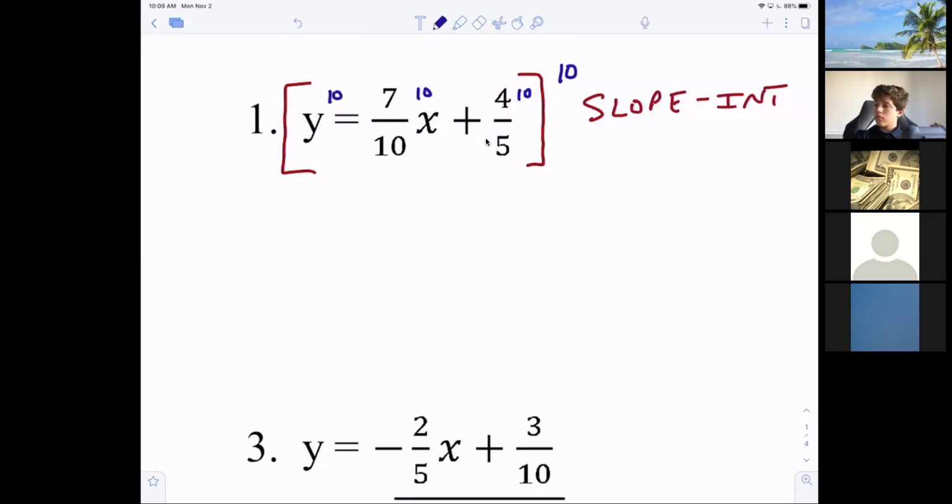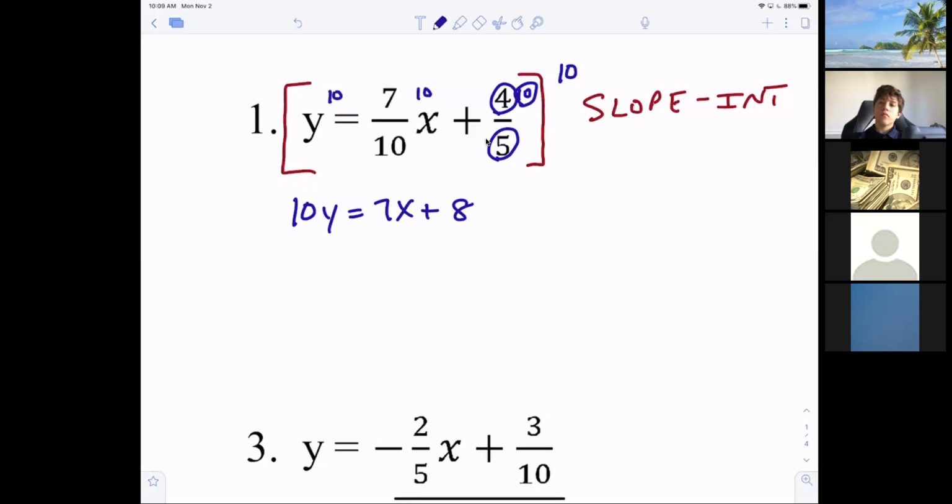That's step number 1. Now when I multiply these through by 10, I end up with 10y equals 7x plus 8. Some kids in last class had problems with the 8. How did I get 8? We did 10 divided by 5, and multiplied that by 4. That's what you're doing. Jack, you good so far?